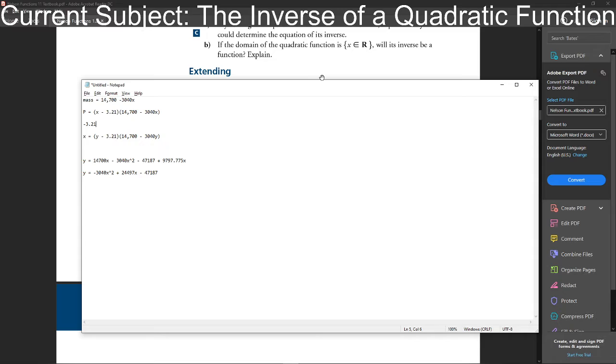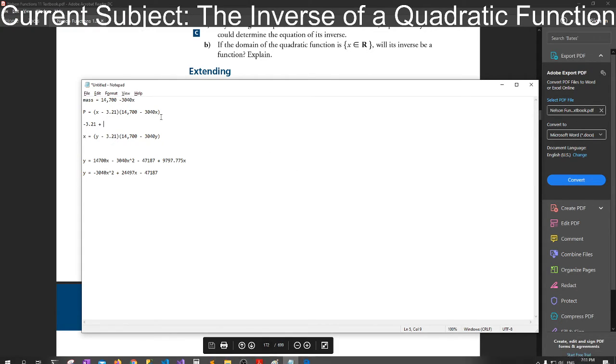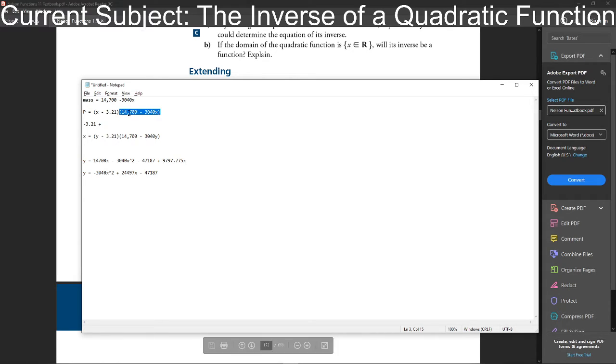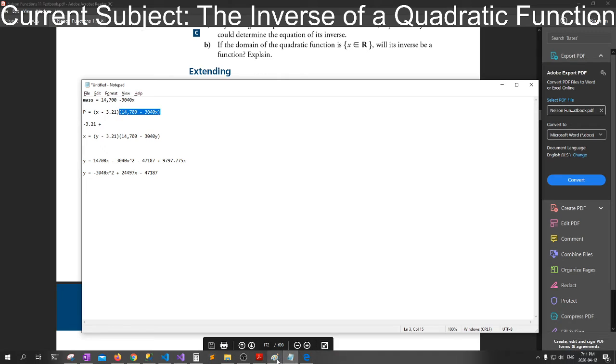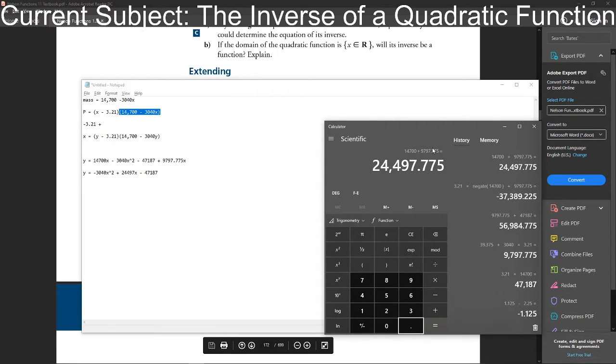3.21 plus, oh my gosh, it's gotta be another ugly number, because we need to figure out what makes this right side 0. Where's my calculator? This equals 0 when we do 14,700 divided by 3040.